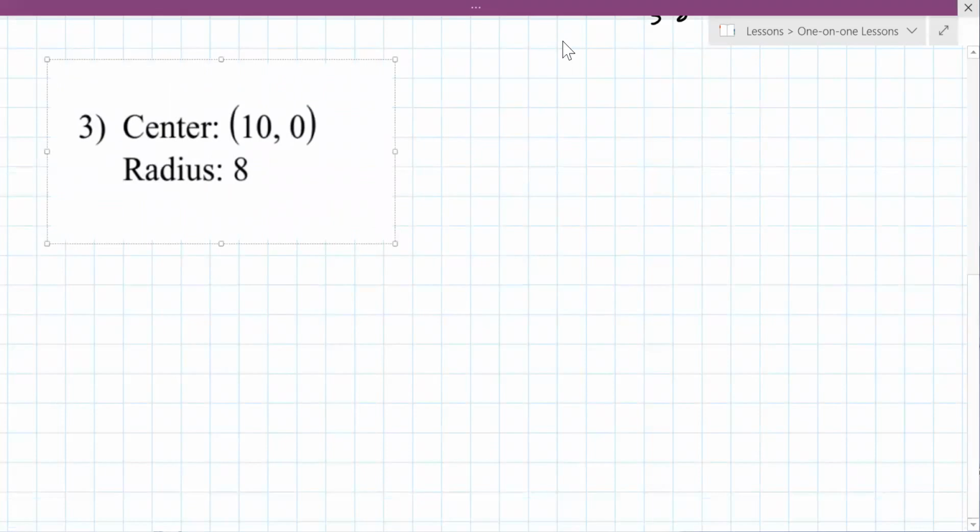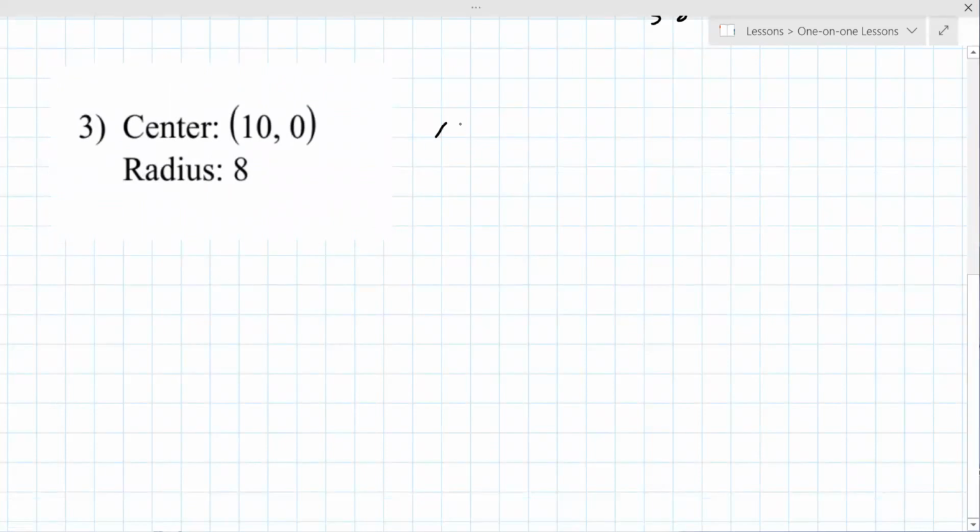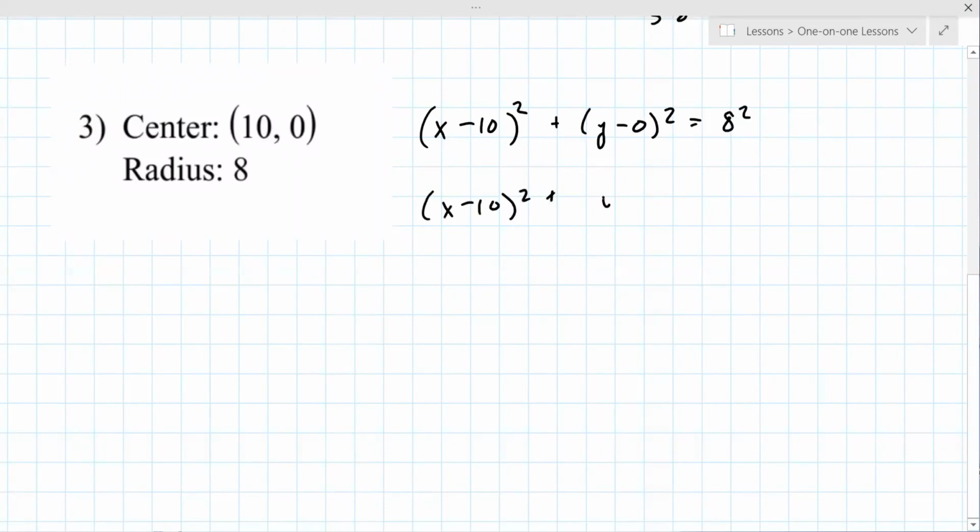All right, number 3. So you can almost just start writing it's (x minus 10) squared plus (y minus 0) squared equals 8 squared. This one we're going to do a little bit more simplifying on. This (y minus 0) squared becomes y squared equals 64. That's your final on that. Okay.